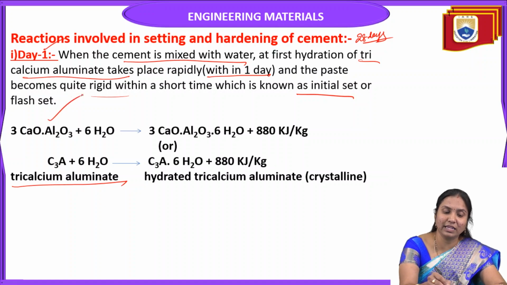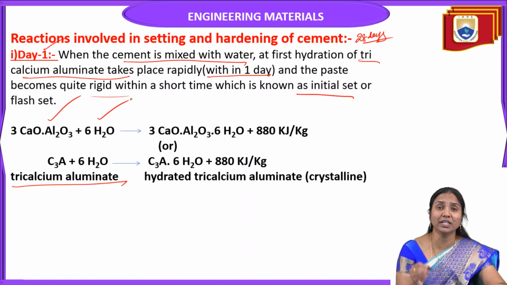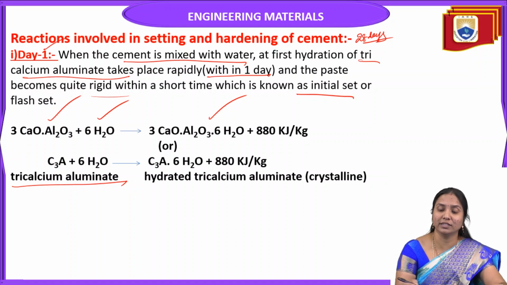So when we add water, on the first day there is an immediate reaction, hydration of tricalcium aluminate, and then hydrated tricalcium aluminate, a crystalline compound, is formed. The strength of that compound is 880 kilojoules per kilogram.